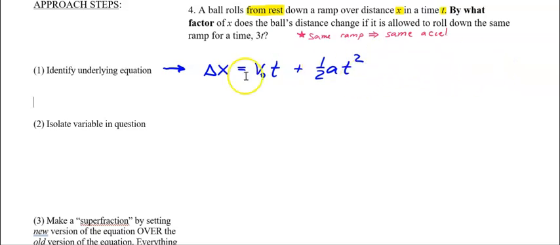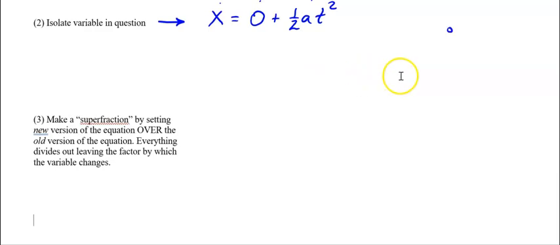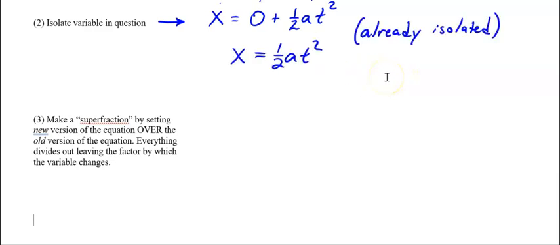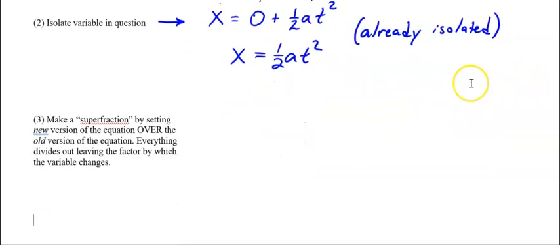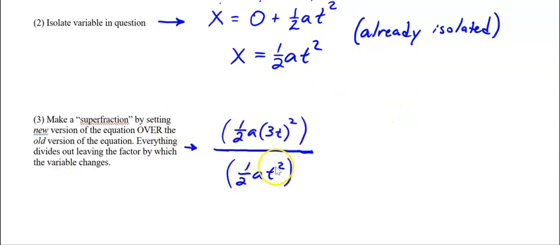We're going to isolate then x, but really we're already done, right? That's because x is already isolated, right? So subbing in v naught is 0, we now have our equation. x is equal to 1/2 a t squared. So it's already isolated. We don't have to do any other algebra. Now we get to set up our superfractions. So we have our 1/2 a t squared, the original one in the denominator, and then we're going to put our newer version of that in the numerator.